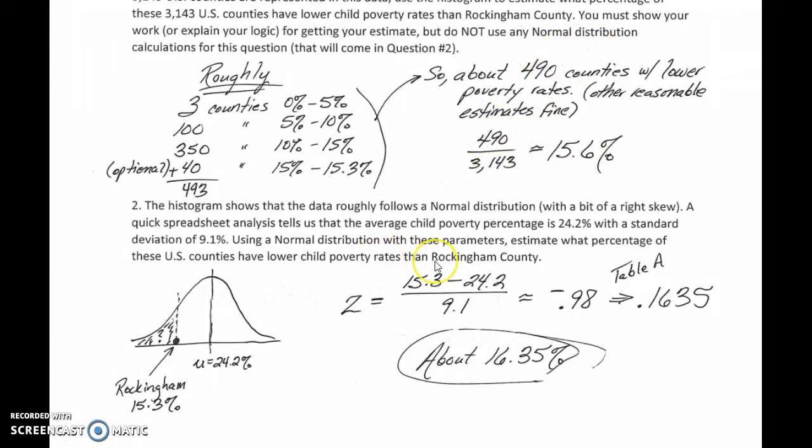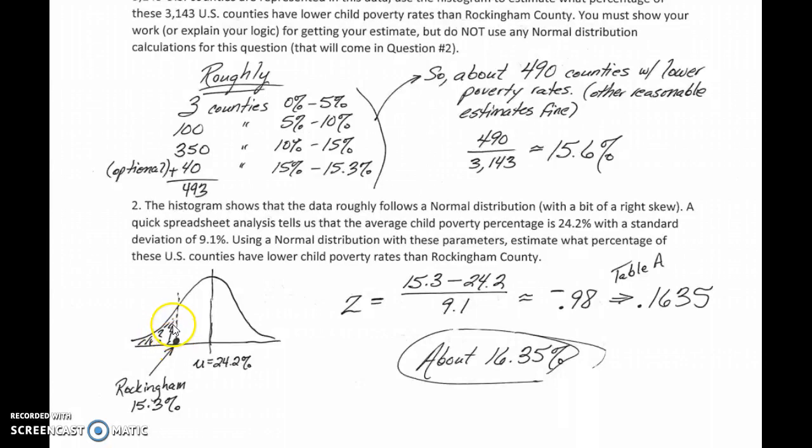So number 2 is the first normal distribution question. We can do a real quick sketch of the normal distribution here. And we see the mean for all counties in the US is 24.2%. Rockingham County is coming in a little bit below that, so we draw a little dot there for that. What we really need to know is the percent that's below this, less than this 15.3%. That's what we're looking for here.